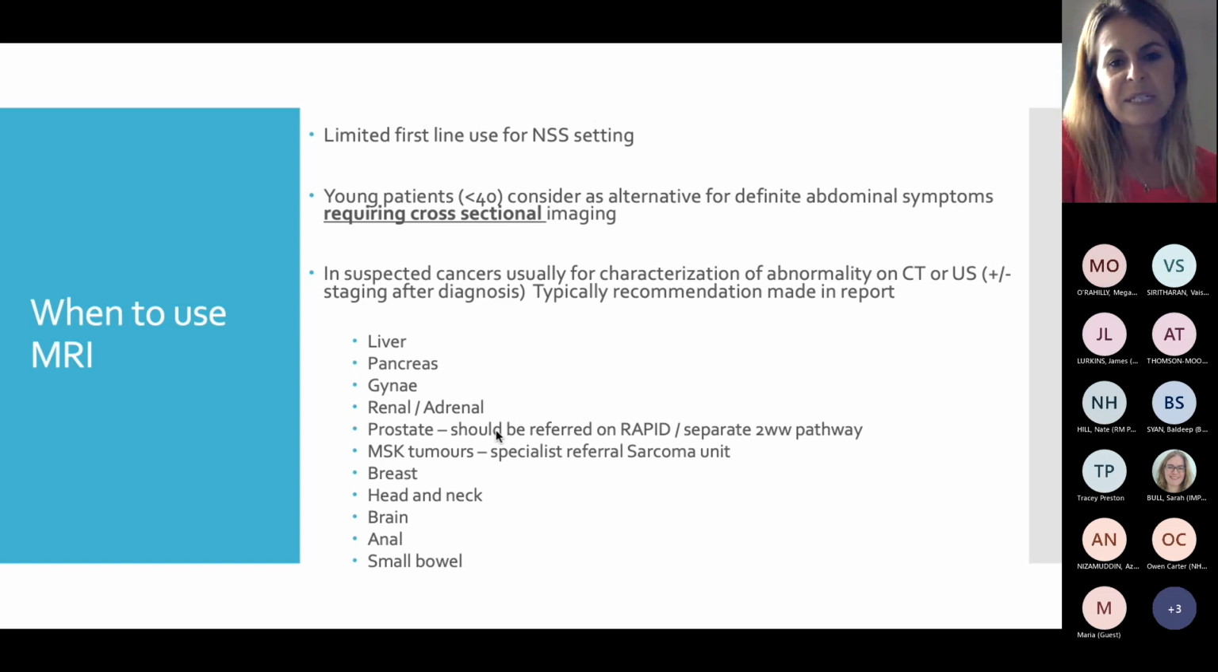Well, it's really limited, I think, in use for the non-site specific setting. I was struggling to think of a primary indication where you might, and probably young patients, so less than 40, you might consider it as an alternative where they've got clear abdominal symptoms requiring cross-sectional imaging. They really don't want, and you actually think the risk benefit is such that they shouldn't have, ionizing radiation. It could be used then, but CT is better generally for all the reasons listed, but it is an alternative. So we could do an abdomen pelvis, for example, for someone with vague-ish abdominal symptoms.